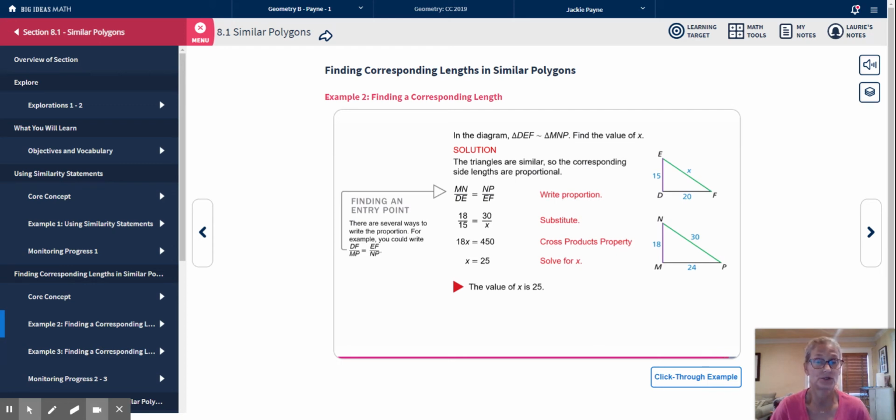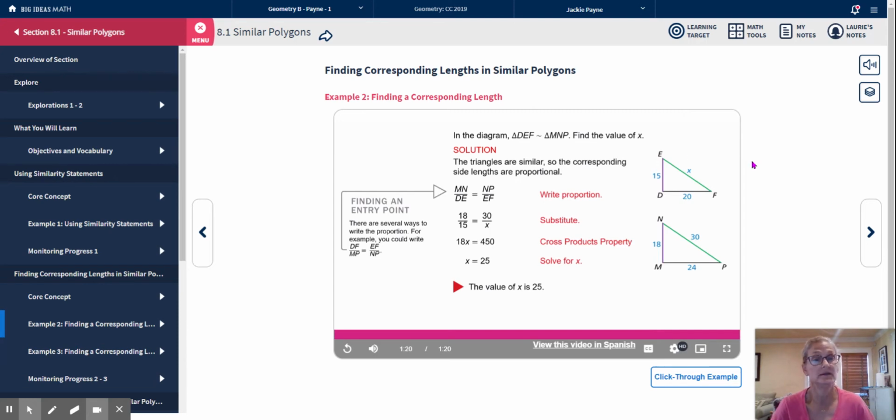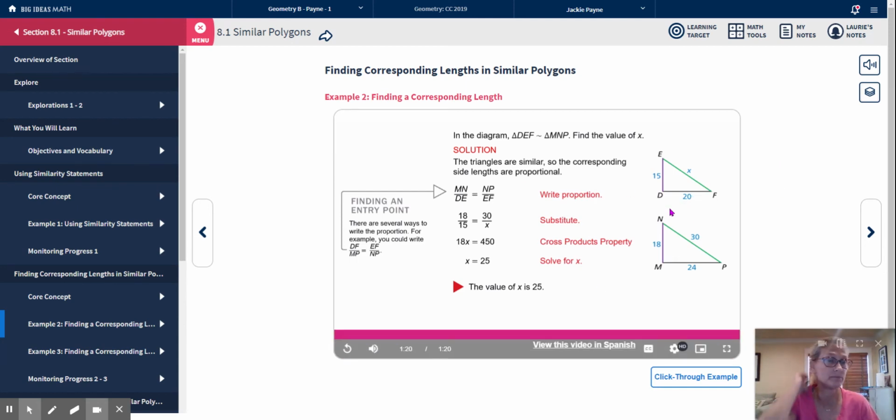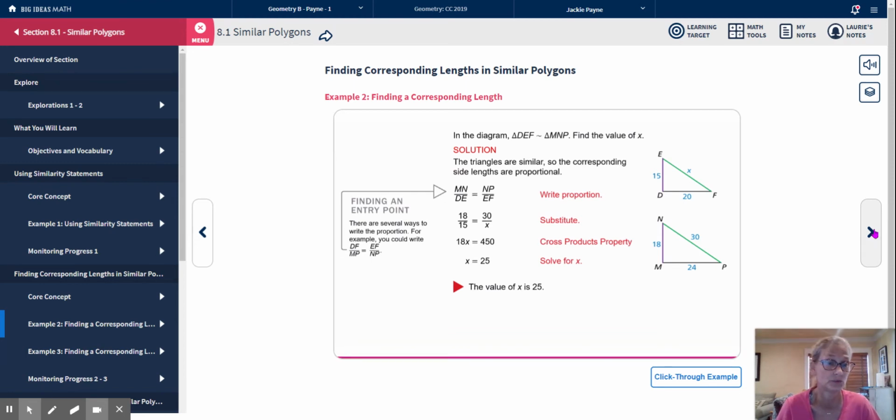Just to make sure you understood, even though they wrote mn over dE equals np over ef, you could also write mp over df. As long as you have a proportion like this, both of them are valid. You'll get x equals 25 both ways.